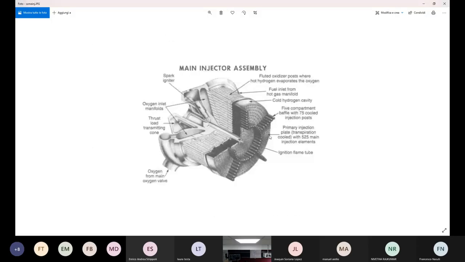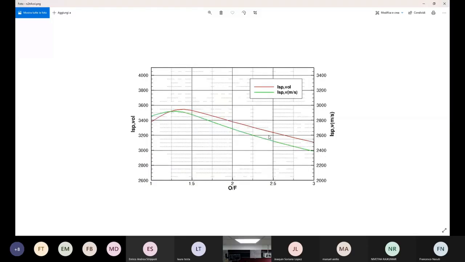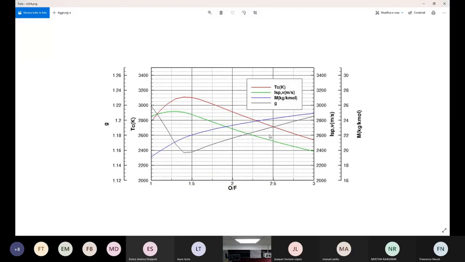So let's move back and see these plots, which are relevant to hydrazine and N2O4. The other quantity that is plotted here is also gamma, the black line, and for the hydrazine nitrogen tetroxide combination it doesn't change much. This is the value of the products, of course, the product mixture, and you see again that we have a maximum.